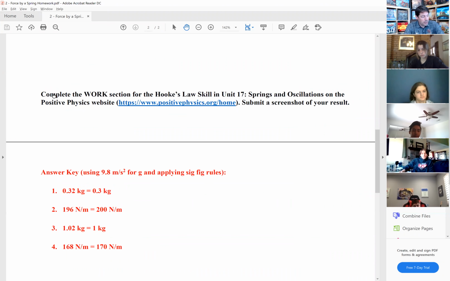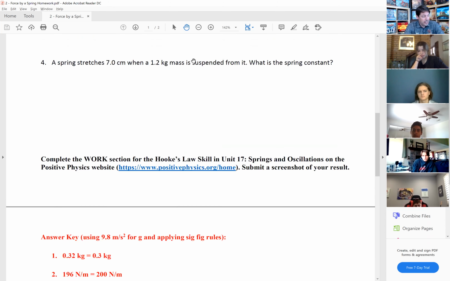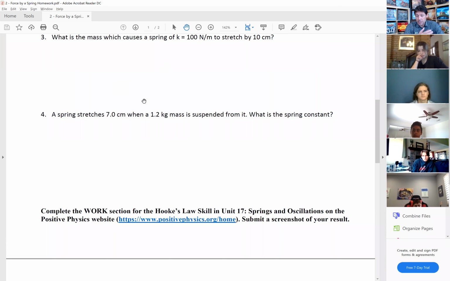But you'll notice at the bottom of the first page, this part is the new part. Not that we've never used the Positive Physics website, but we've never combined it as part of a worksheet. It says complete the work section for the Hooke's Law skill in Unit 17, Springs and Oscillations, on the Positive Physics website. Submit a screenshot of your result. If you open this up as a Word document, you can just take a screenshot and paste it right into your Word document. I'd like you to have it all in one place when you submit it. Basically, you're doing 4 questions on this worksheet and then 2 additional questions on the Positive Physics website.